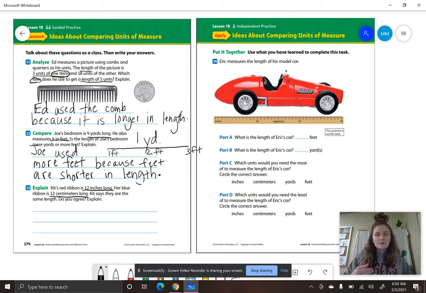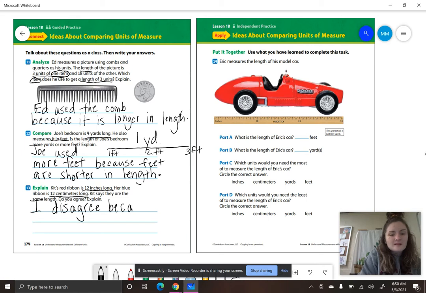So do we agree or disagree with Kit? We disagree, right? I disagree. Why do we disagree? Because remember, we are comparing those units. So are inches the same as centimeters? Do they have the same length? No. Why? Which one is bigger, inches or centimeters? Inches are longer than centimeters.